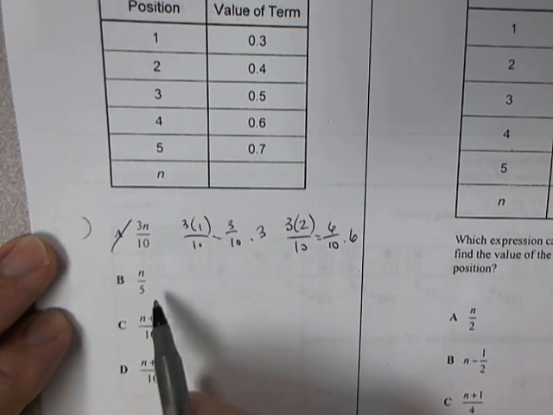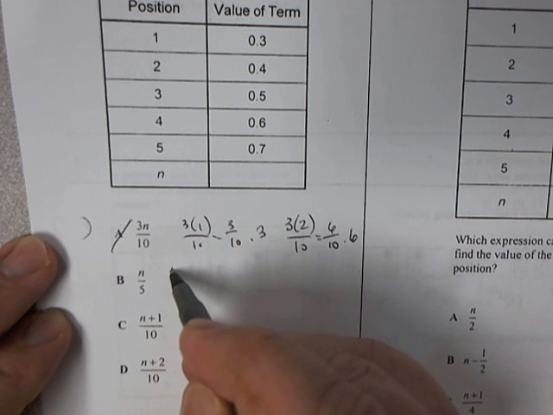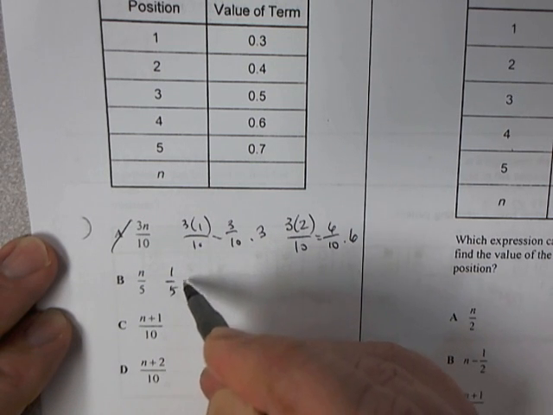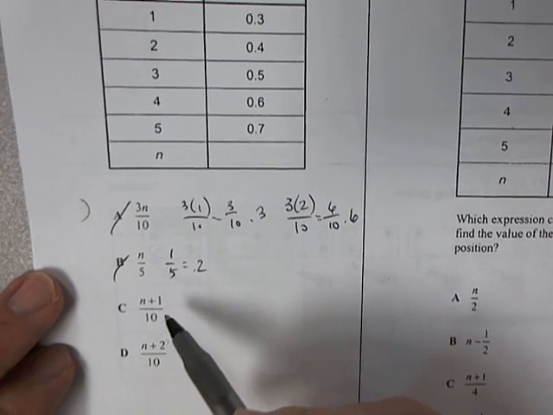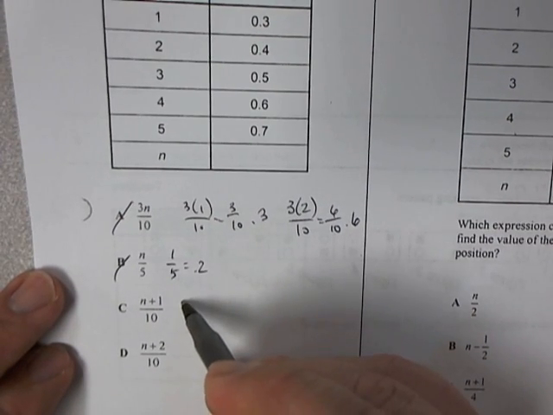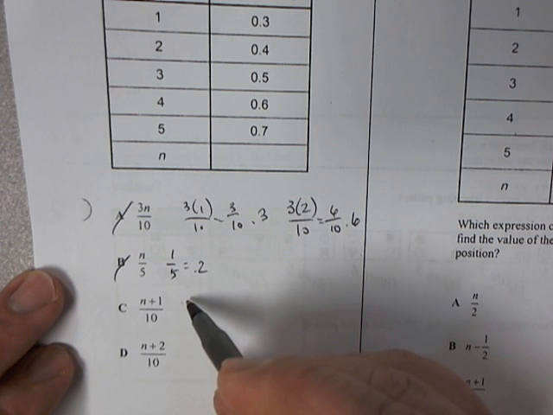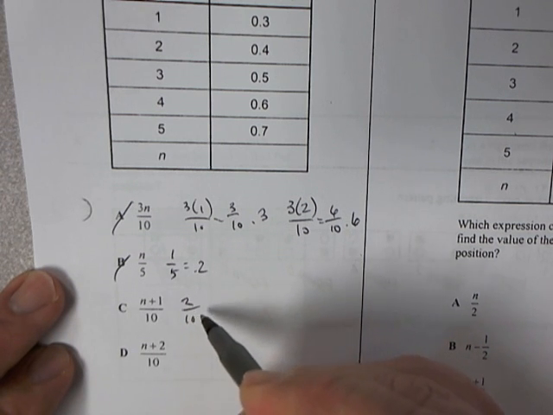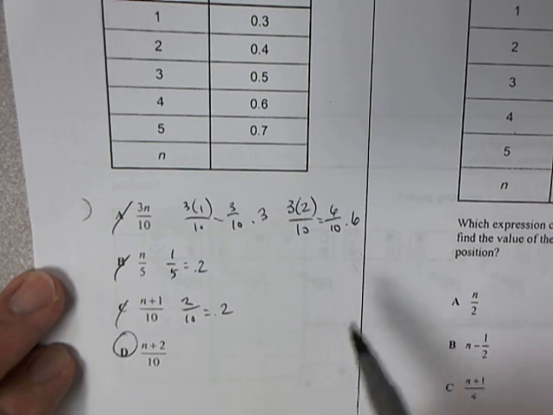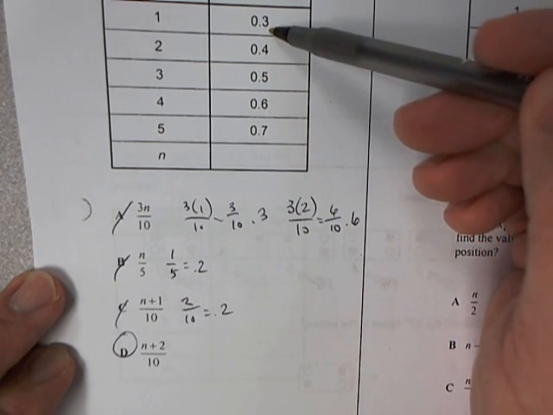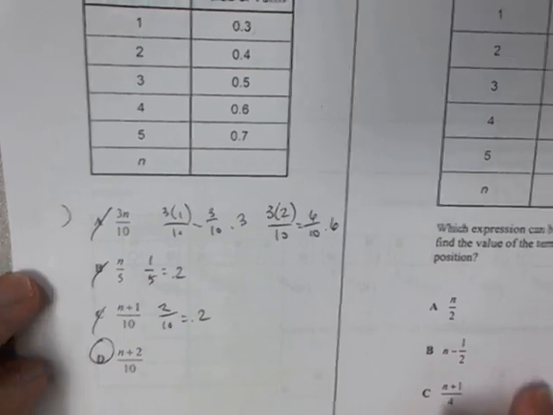It can't be B because when you plug in position 1, you get 1/5, which is the same thing as 0.2. Let's try answer choice C. Let's plug in position 1. You get 2/10. So it can't be answer choice C because we want 3/10 in position 1. So it has to be answer choice D.